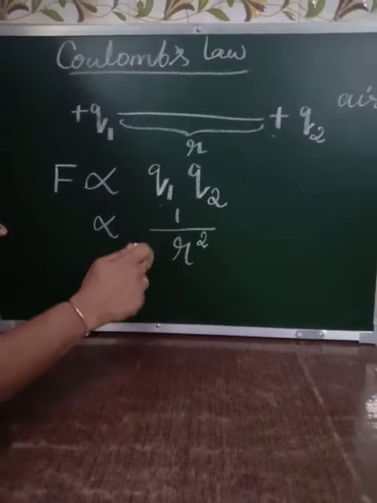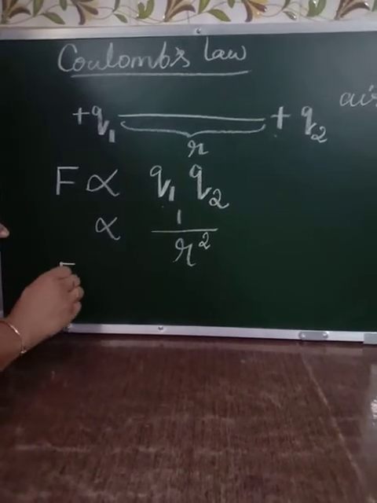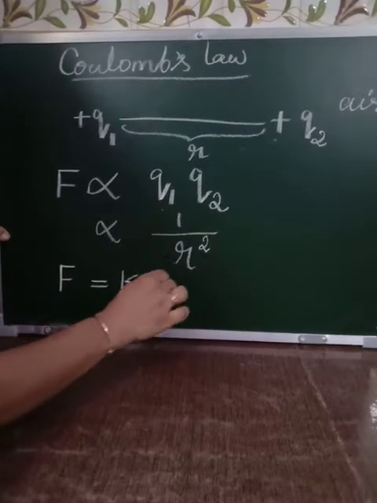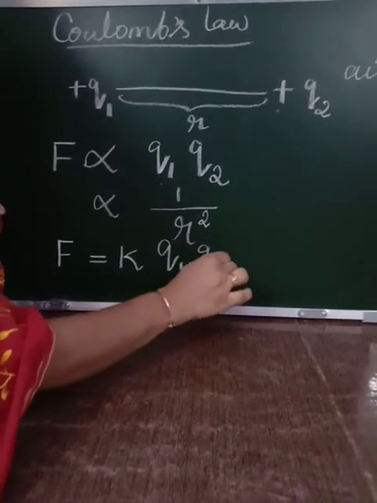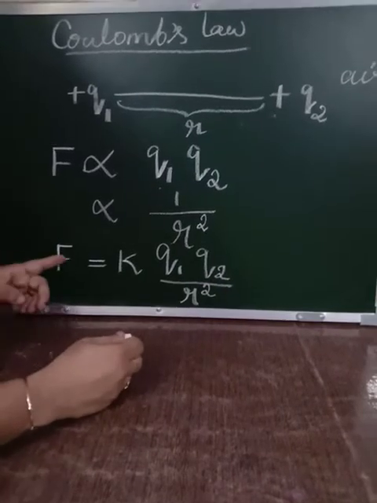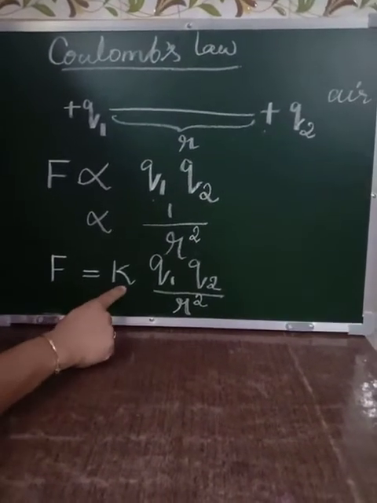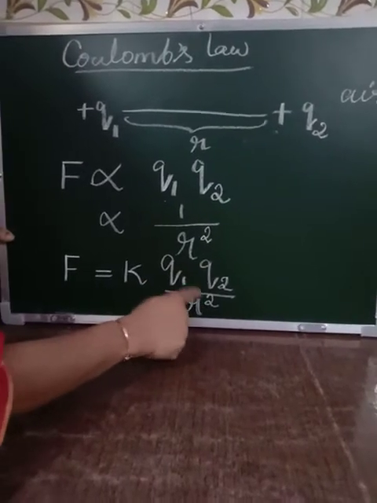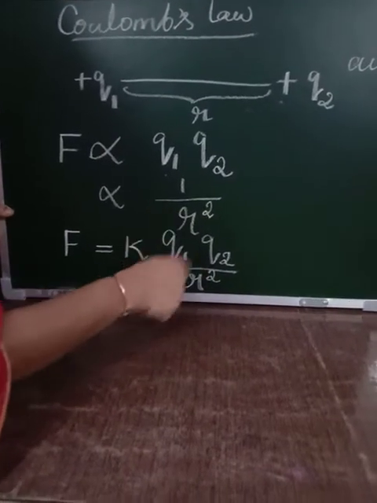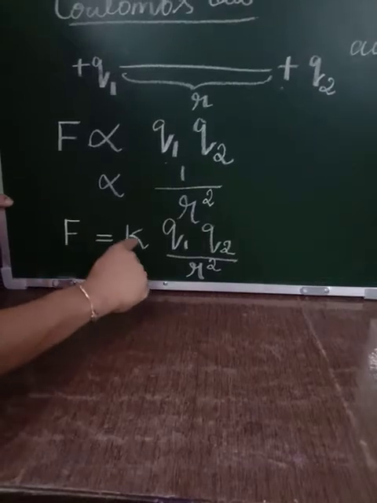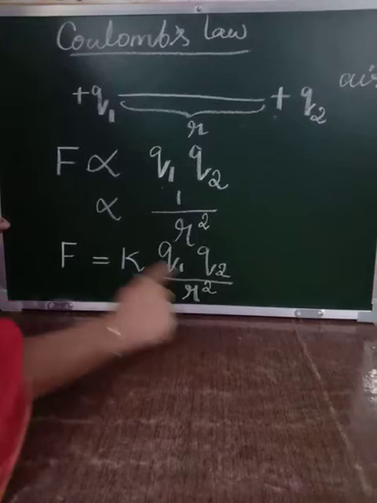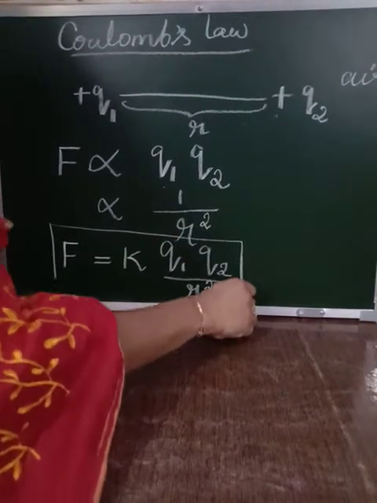By combining these two, we can express this equation as F is equal to a constant into Q1 Q2 upon r square, because the product Q1 Q2 is directly proportional and the square of distance is inversely proportional. So F is equal to K into Q1 Q2 upon r square. This is the conclusion we are getting from Coulomb's law.